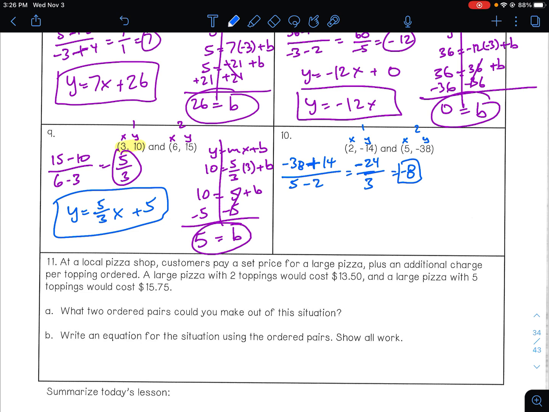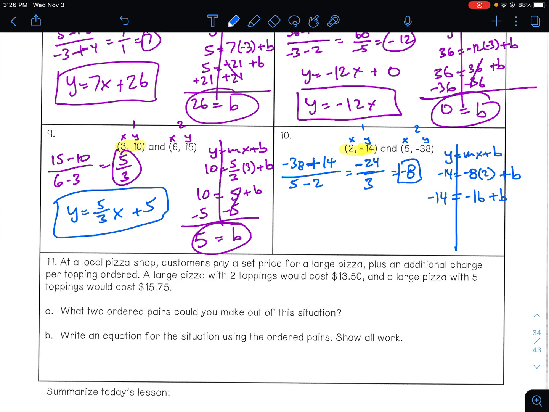All right, let's do y equals mx plus b now. Which point do I want to use? Let's use this point because the numbers are smaller. y is negative 14 equals negative 8, which is m, times x, which is 2, plus b. Negative 8 times 2 is negative 16. Negative 16 plus b.